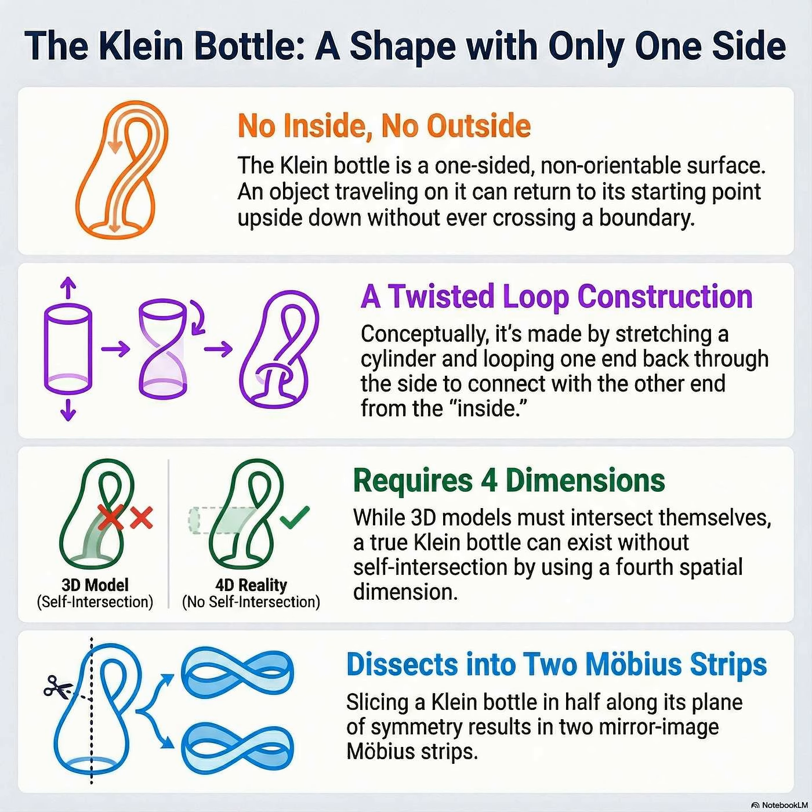So if you were, say, a tiny traveler on its surface, you could walk a certain path and come back to where you started. Okay. But you'd be upside down. Oh. And you never crossed any edge or boundary to get there. That idea alone just completely scrambles my 3D-oriented brain. So let's talk about the construction. How do you even begin to build something like that?